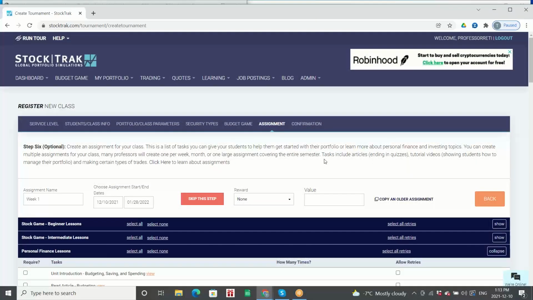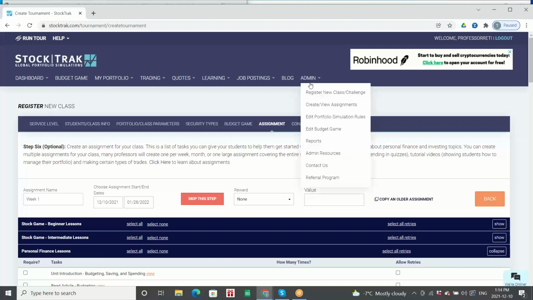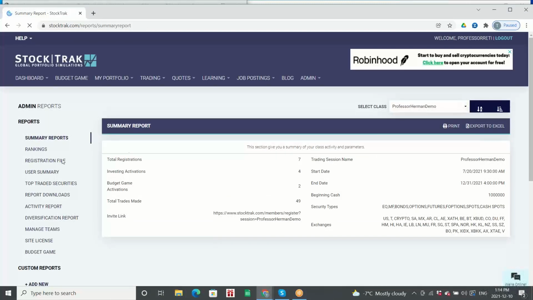So that's pretty much the whole setup procedure. And then when you've done that and you press next, the platform will send you an online confirmation. Congratulations, Professor Reddy, you've just created your class. You'll also receive a registration confirmation email with a link in it to forward to your students, so that when they click on that link, they're automatically joining your tournament. At any point in time, you can come to the reports area. If you look at our left-hand menu items here, we could look at rankings, the registration file, user summary, and a wide array of reporting for your particular tournament. We can talk more about that in a one-on-one conversation, but I just wanted to share that with you.